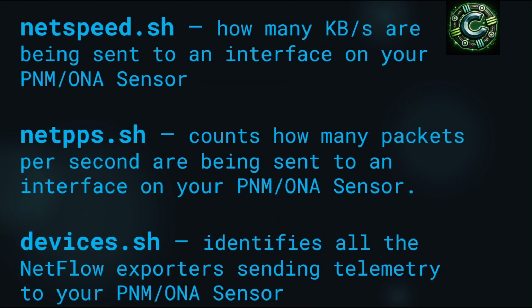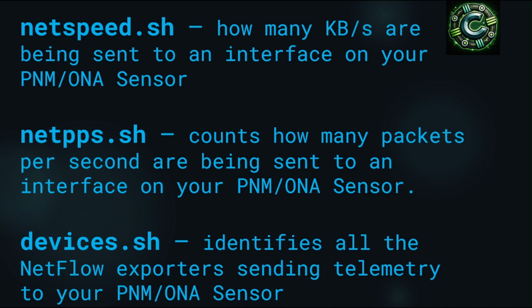So there's 3 bash scripts I'm going to talk about here: netspeed.sh, netpps.sh, and devices.sh. NetSpeed is basically just your typical how many kilobits per second are coming into an interface, and net packets per second was how many packets were being sent per second. And I'm going to talk to you about why I did 2 of them differently like that as I get into this a little more.